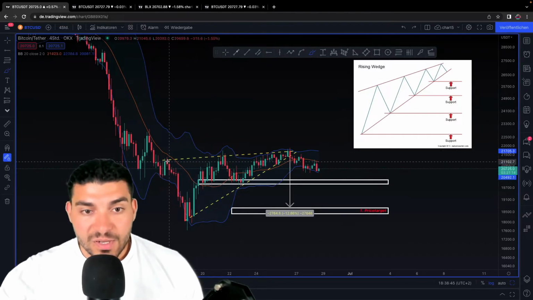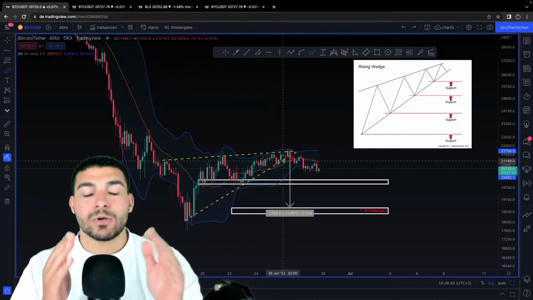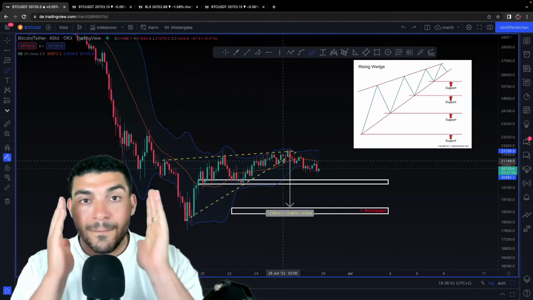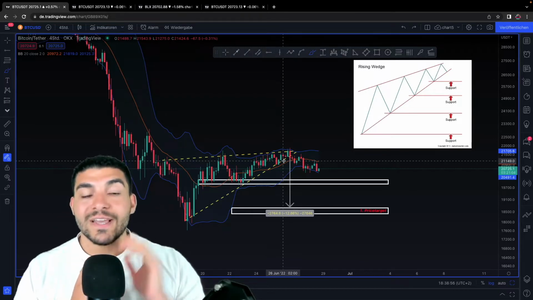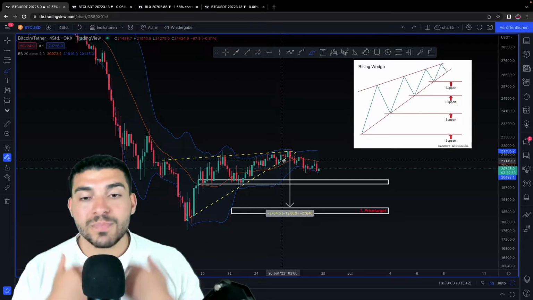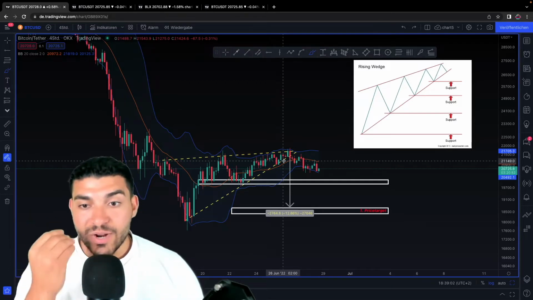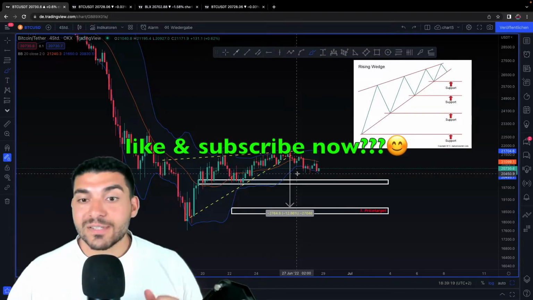But we have this rising wedge formation inside, and this rising wedge is considered a bearish continuation pattern, because if we form a rising wedge in a downtrend, normally we continue in a bearish direction. That means we usually see a sell-off, so a retracement.